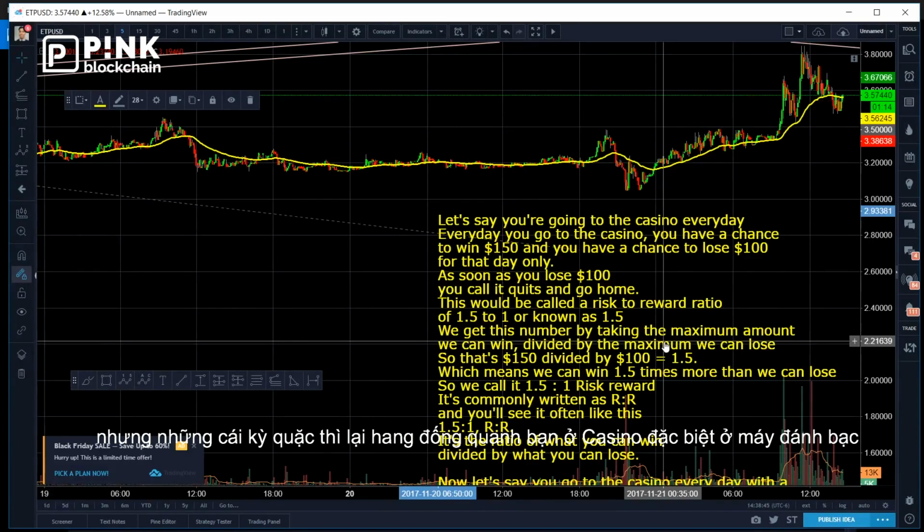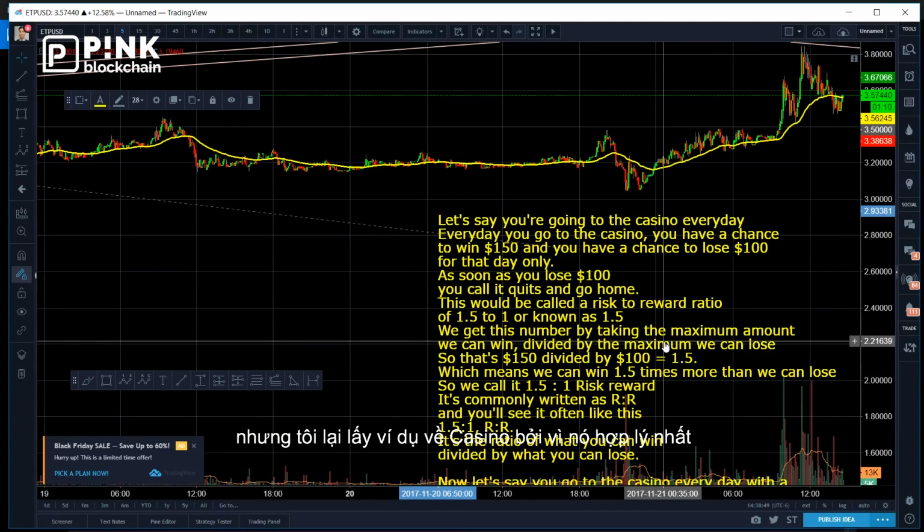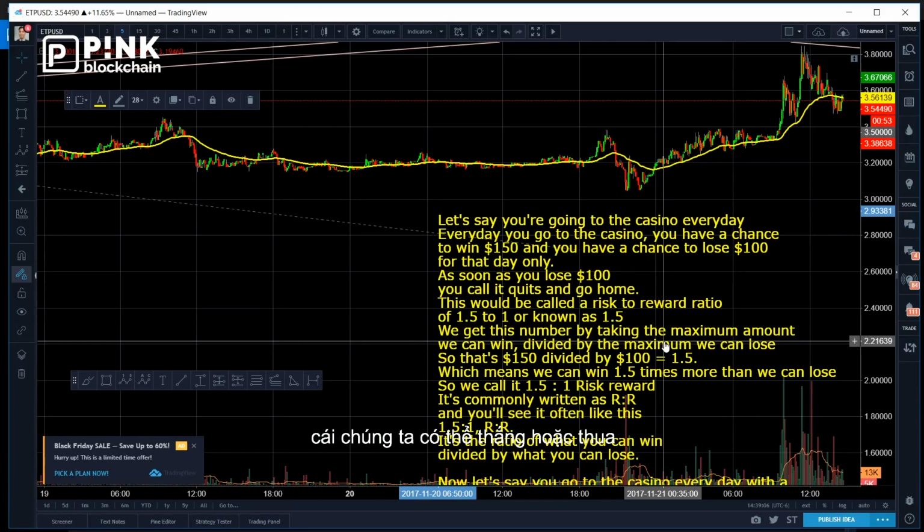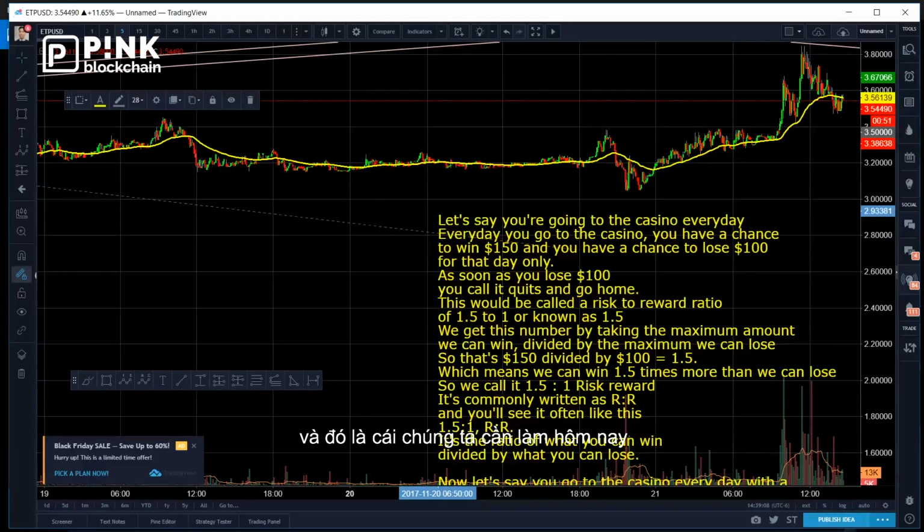The odds are very stacked against you at the casino, especially if you're playing the slot machine, right? But I'm going to use a casino example because it makes the most sense. And the thing about trading is that we try to find really good risk to reward setups, because it gives us a chance to control the amount of money that we can win or lose, okay, guys? So that is what we're going to do today.